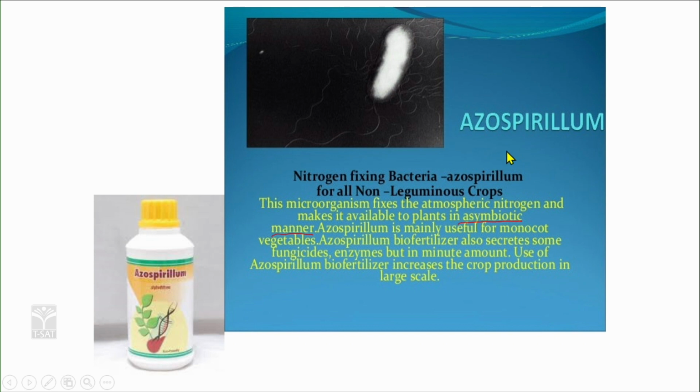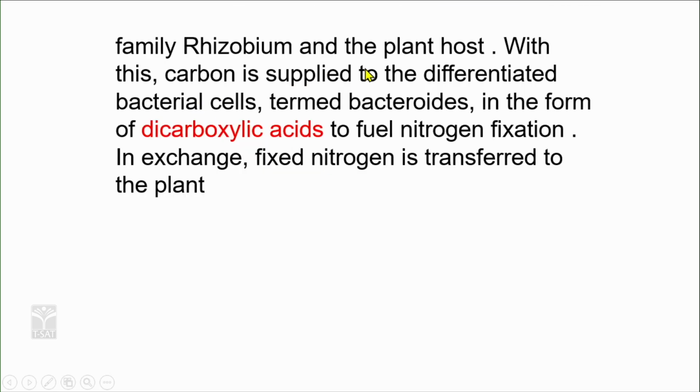This is Azospirillum. Rhizobium and the plant host: carbon is supplied to differentiated bacterial cells termed bacteroids in the form of dicarboxylic acid.